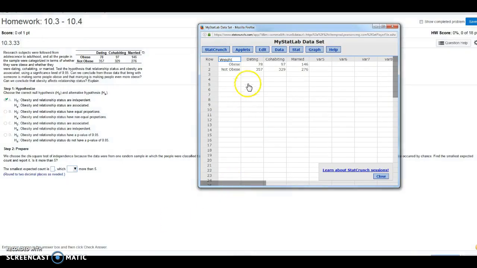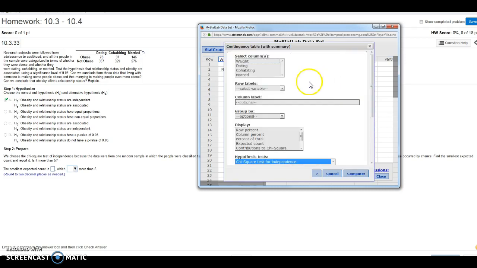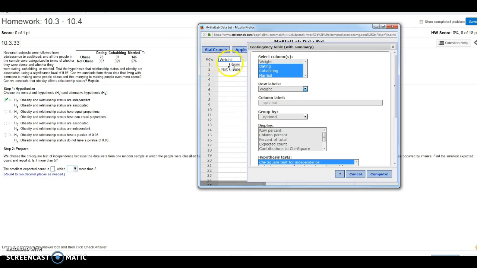I'm going to go ahead and go to Stat, Tables, Contingency, With Summary because I have my data summarized for me in this table. The columns that I'm interested in are the dating, cohabitating, and married. That's my one variable, which is relationship status. My row variable is weight because each of my rows, if you look here, I have a row of obese and a row of not obese. That deals with weight. I'm also going to click expected count here because it will give me this expected count that I'm looking for.